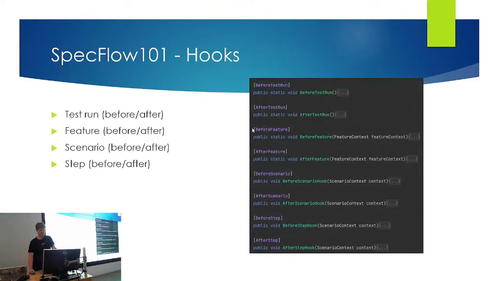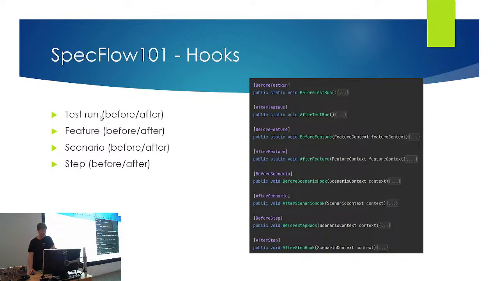And the last concept I wanted to talk about on the SpecFlow 101 course is hooks. So hooks are just methods that get called automatically at different points within the test run. They're really good for creating common functionality, like you might have some common database setup that you want to do for every test or something like that.